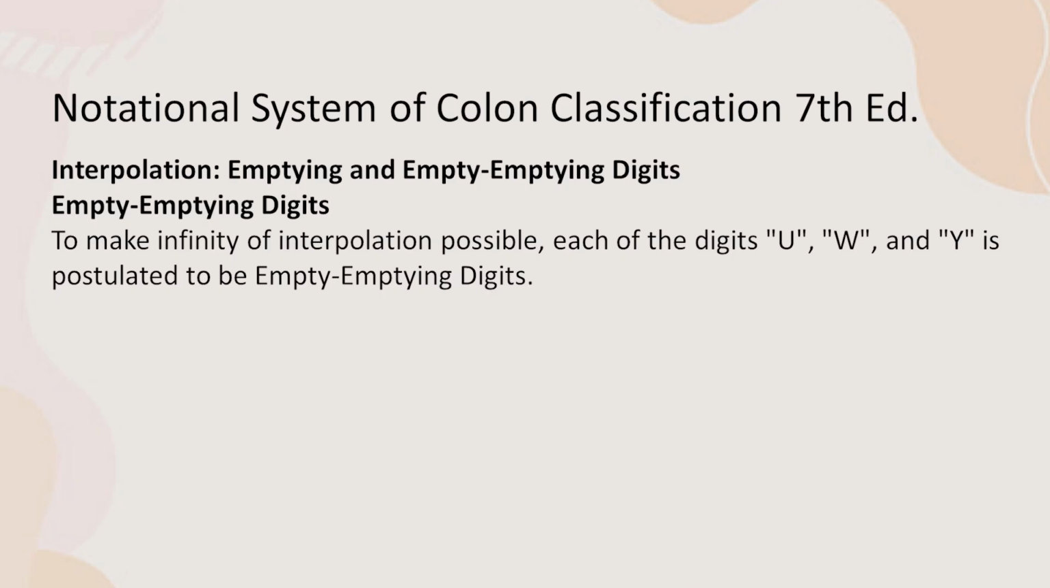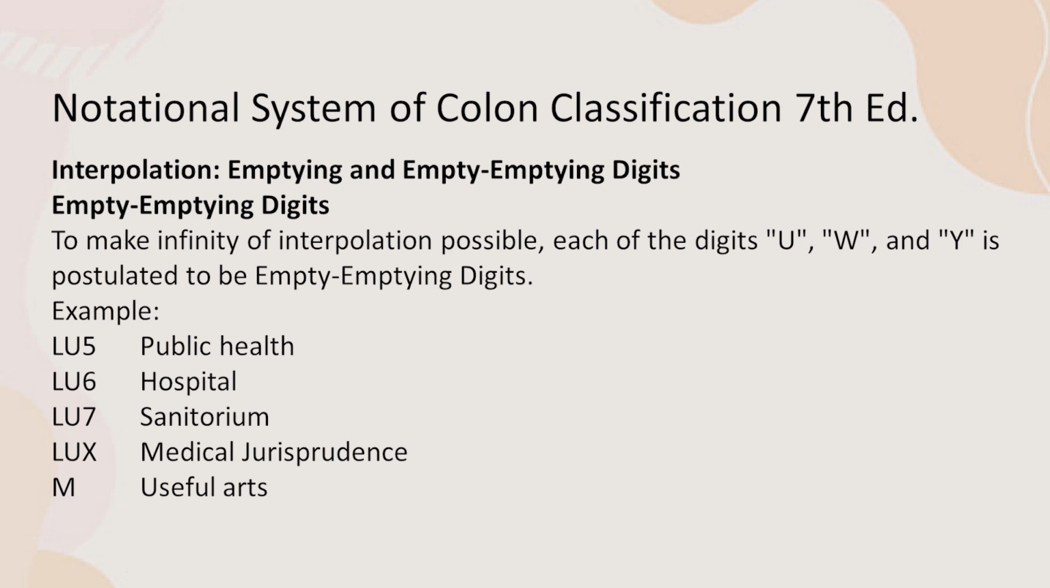And what is emptying digit? To make infinity of interpolation possible, each of the digits of capital U, W and Y is postulated to be emptying digits. Here we show one example. LU5 is public health, then LU6 hospital, LU7 sanatorium, LUX medical jurisprudence, then comes M useful art. Here U itself is empty digit and making empty L for accommodating other subjects or for interpolating other subjects in between the existing subjects.